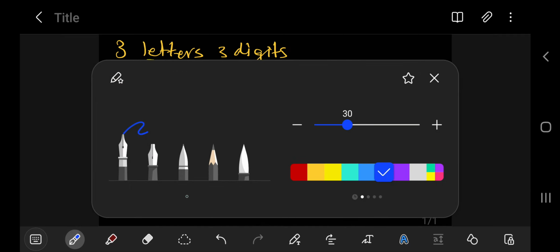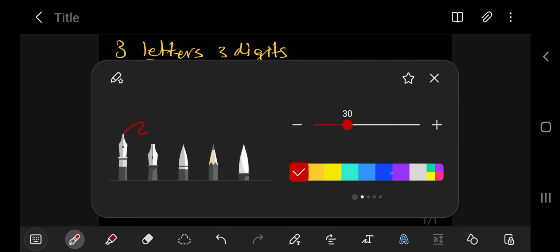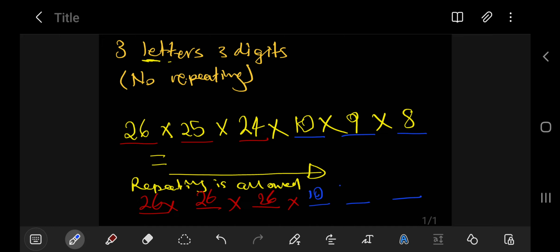If repetition is allowed, then it means we have 26 options here. We have 26 options. We have 26 options because you can repeat letters, and then we would have 10. You can repeat the digit, 10. Then you multiply everything out. The number of passwords that you can generate that has 3 letters and 3 digits if repetition is allowed, right? So it's all about how many passwords can we generate, or how many pin codes can we generate, right?